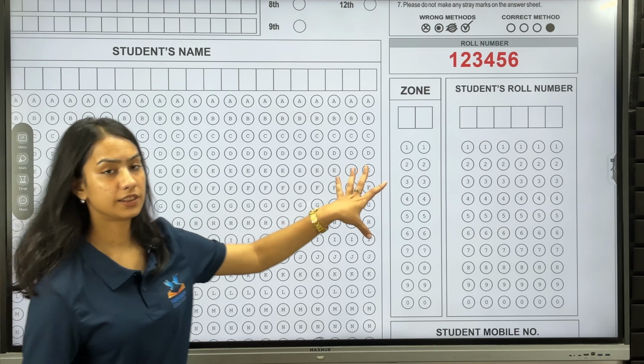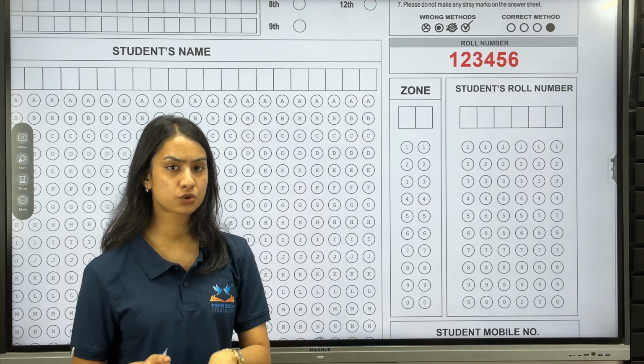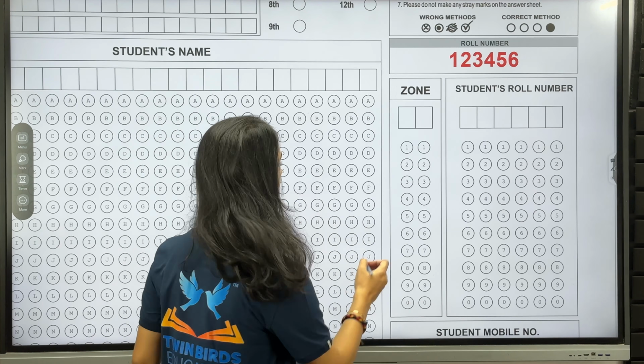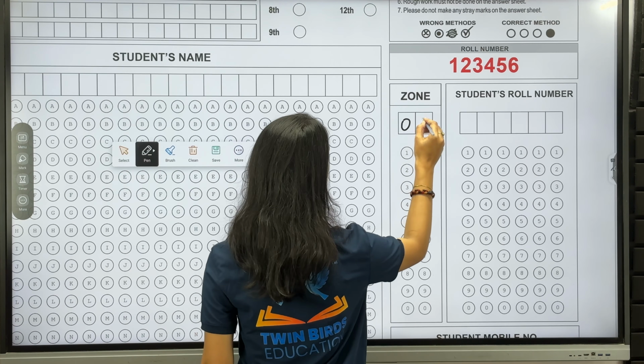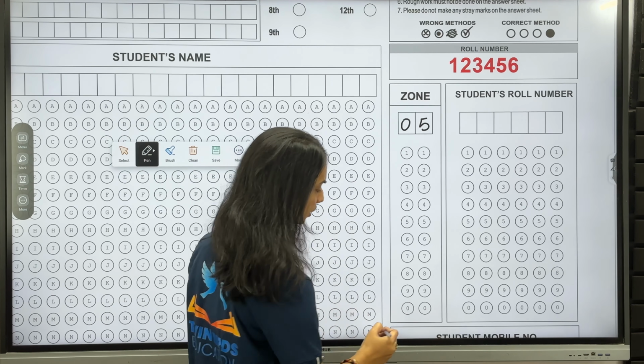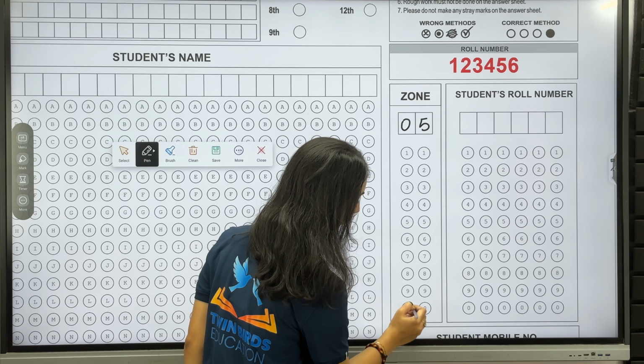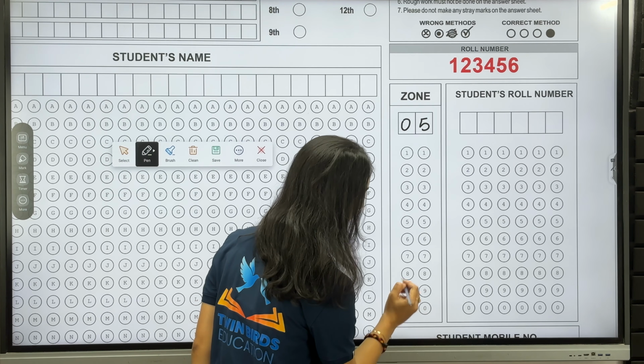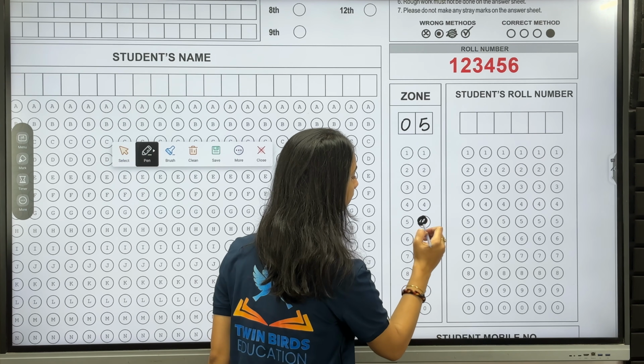Then your zone. You will get to know what your zone is. Suppose your zone is 05. Again, you have to find where 0 is. Here, you have to circle 0 and then 5.